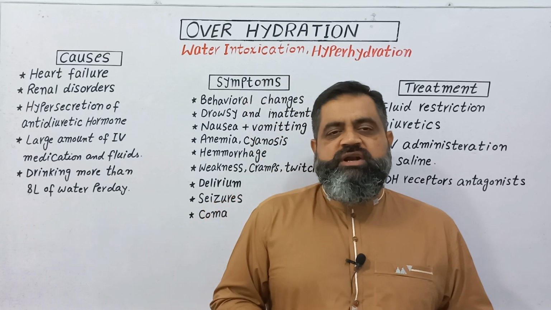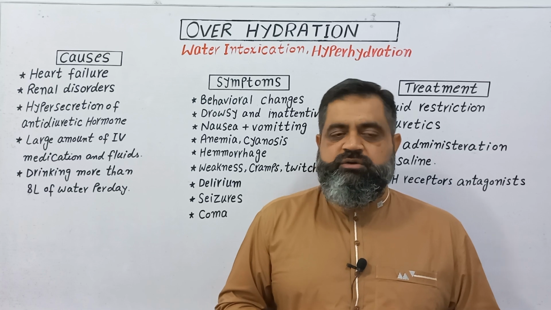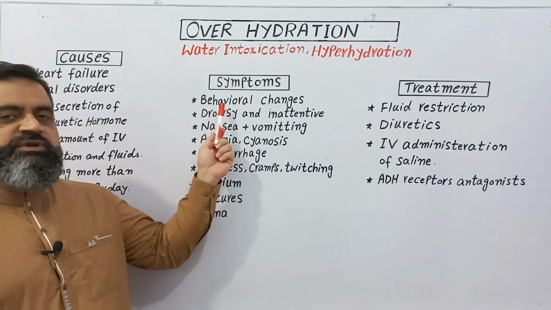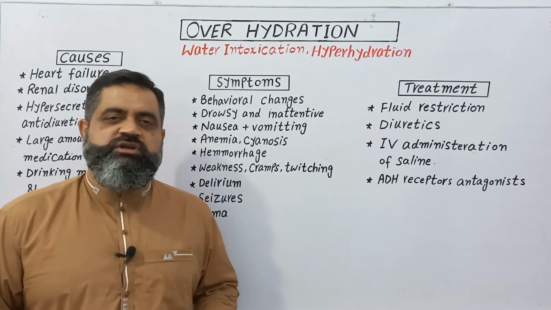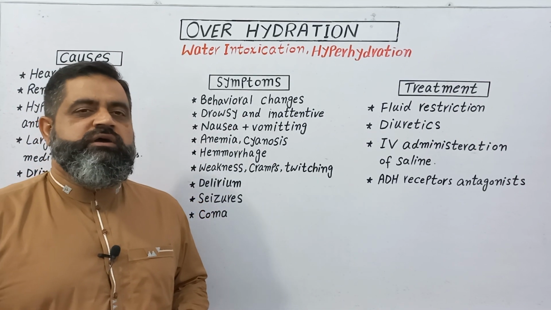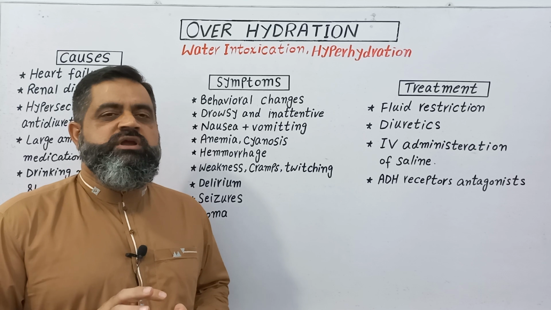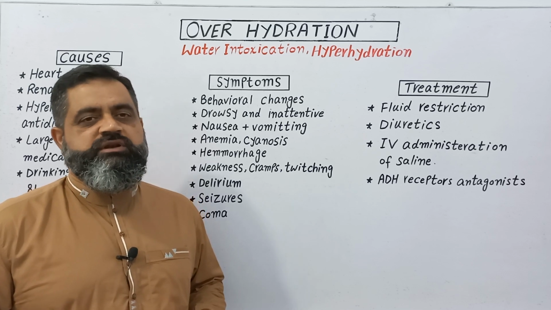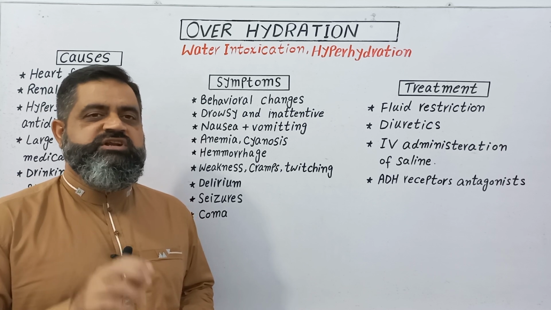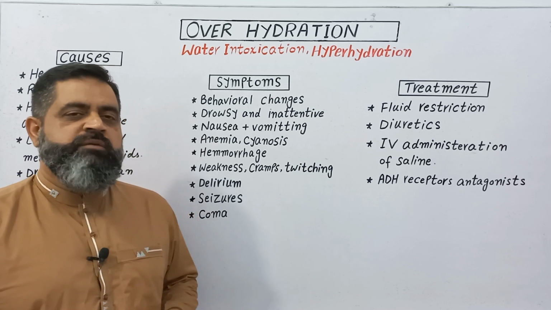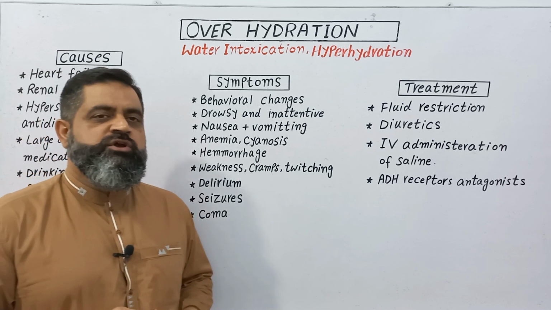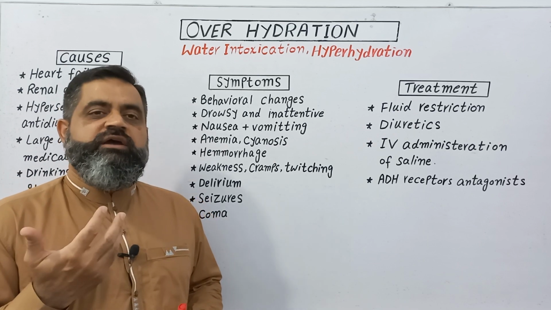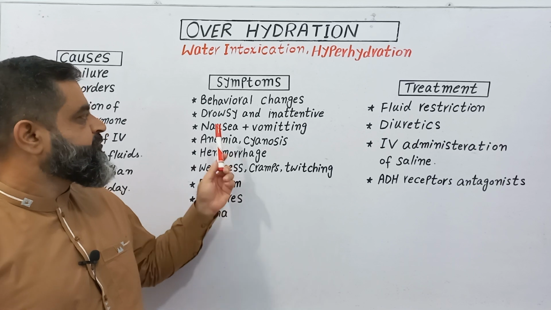Now we are going to look at some symptoms of water poisoning. The main symptom is behavioral changes, because hyperfluidity in the body may damage the nerve cells present in the brain, causing behavioral changes in persons. Persons behave abnormally through their talks, their thoughts, and through their vision and hearing.